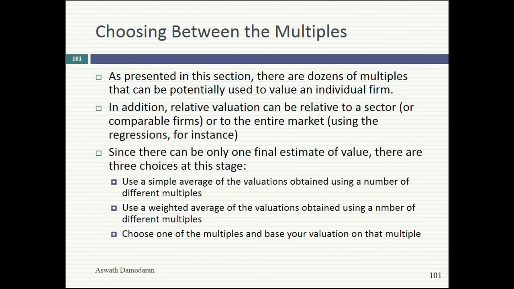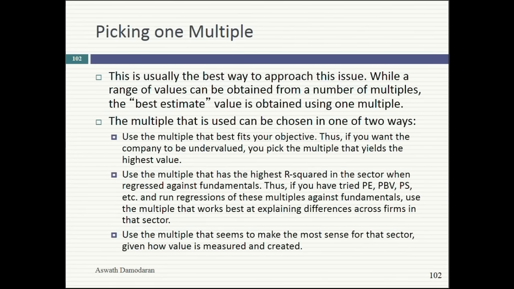You can use a weighted average, where you have to decide what the weights are going to be. You'd like the weights to be higher in your more precise multiples and lower in your less precise multiples, or you can pick one of the multiples and build your entire pricing around it. I would encourage you to actually go with the last one, because when you try to bring seven different multiples, 10 different multiples into a pricing, strange things can happen.